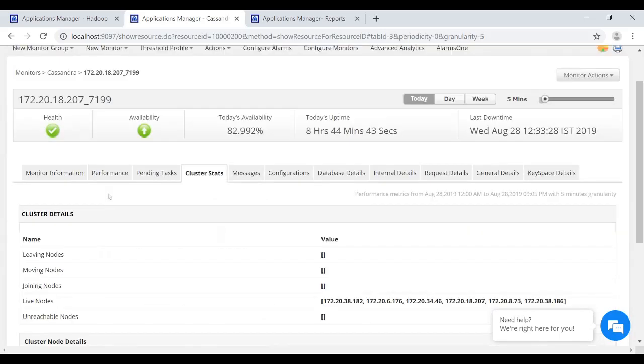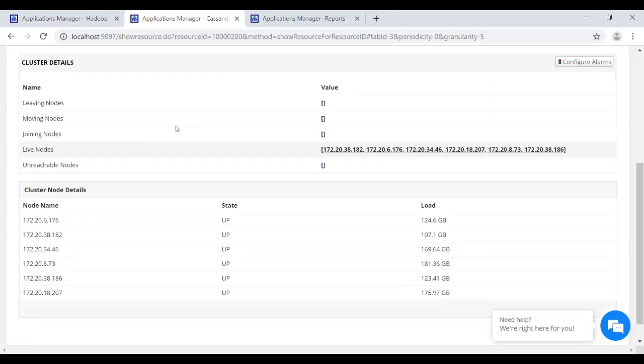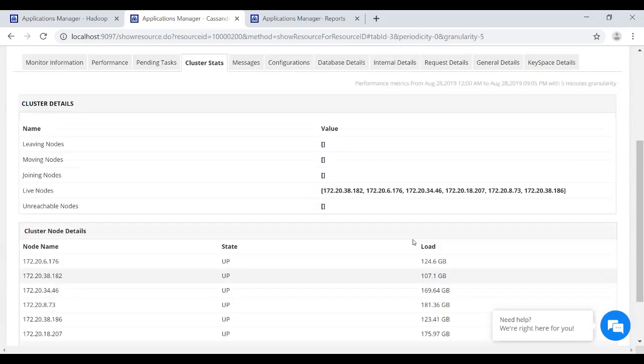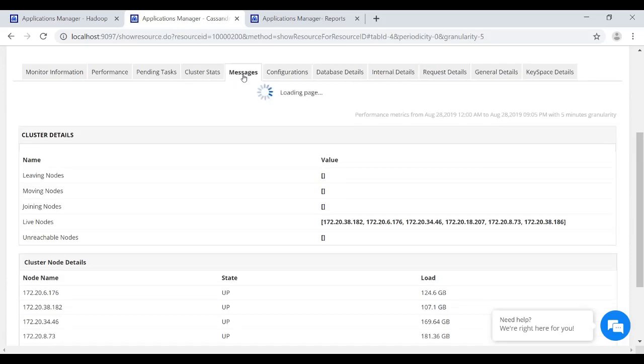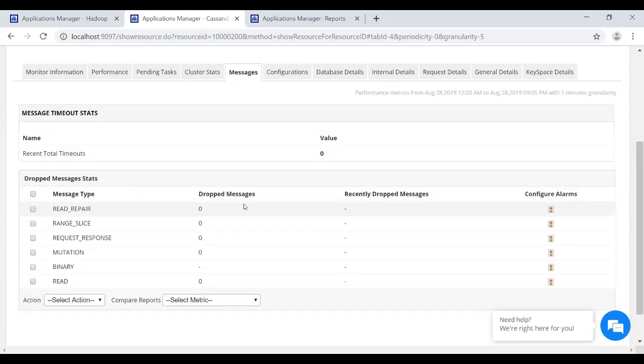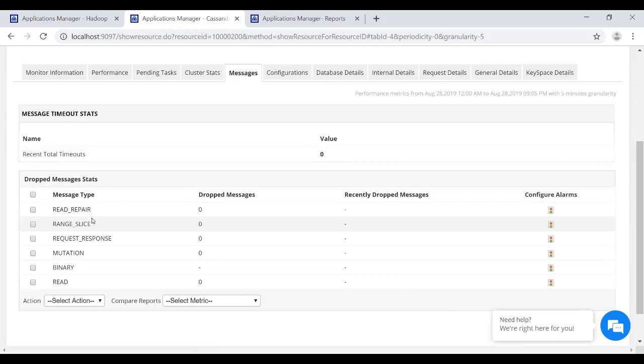Let us take a look at some key metrics. We spoke about cluster stats. You can see, as we saw in the presentation, a single screenshot. So how many nodes are live? All of those nodes are listed here, and then the corresponding load handled by each of those nodes is also present here. So this kind of visibility can fasten the process of detecting issues. Messages, the various types of messages, how many messages of this type have been dropped, how many in the recent past, that data can be found in the message tab.